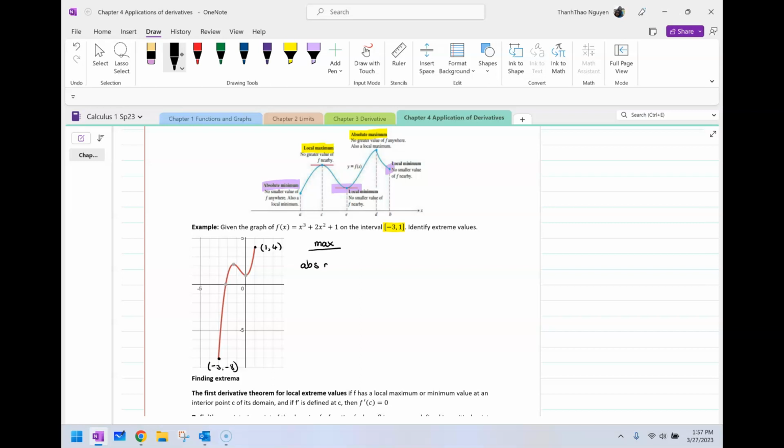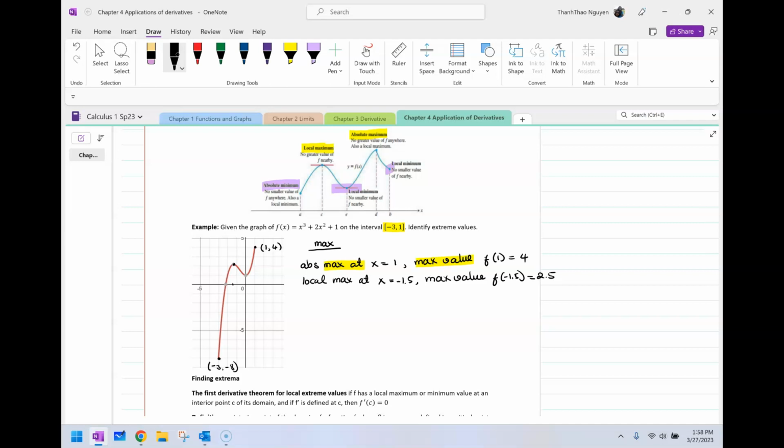We have the absolute max at x equals 1, max value f of 1 equals 4. Notice that there's a difference between the maximum at and the maximum value. When we talk about being maximum at, we're talking about x, but if we're talking about a maximum value, we're talking about f of x. We have a local max at x equals this value here, let's say that is -1.5, and max value f of -1.5 equals 2.5.